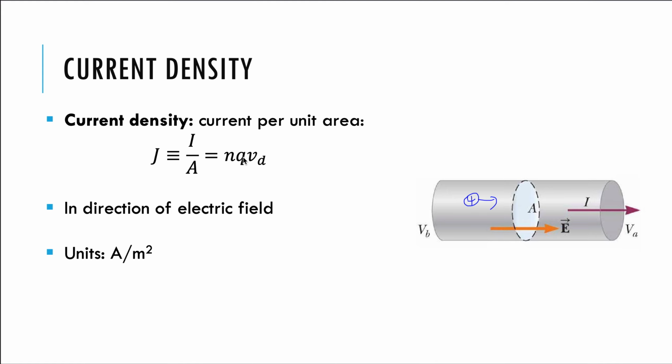If we use our equation that we just derived in the previous slide, that the average current was nq v sub d times A, and we divide that by area to get current density, we get nq v sub d. The units for current density are amps per meter squared. Now this expression here for current density only gives us the magnitude of the current density, and it's only valid when the current density is uniform and moving perpendicular through the area.